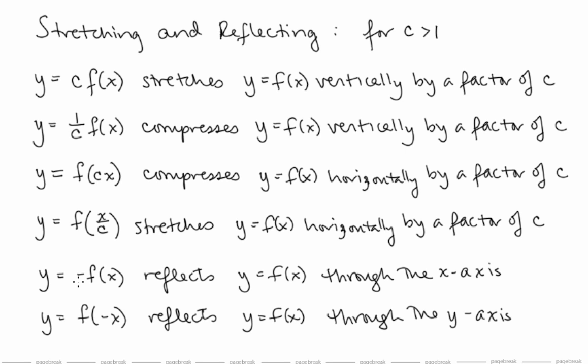Putting a negative sign outside the function reflects y equals f of x through the x-axis, because this is saying take all of your original y values and now negate them. And here, if we negate the x, if we talk about y equals f of negative x, that's saying negate your x's and then compute the y. That reflects the original graph through the y-axis.